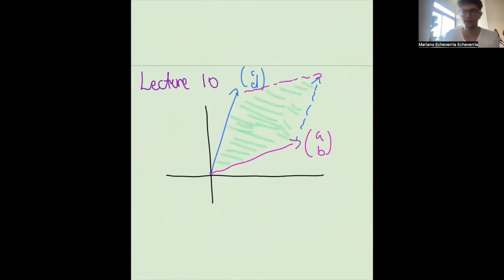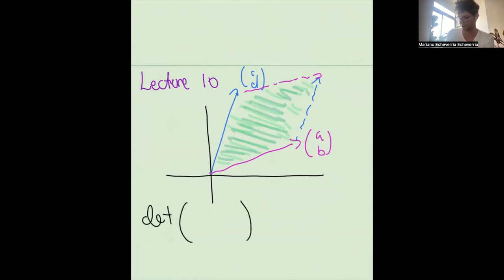Once you have two vectors, you can make a parallelogram, like I'm doing here. And the determinant of the matrix that you get by putting these vectors as the columns of the matrix is just, in absolute value, because if you remember, it can be positive or negative. So it's maybe better to think about it in its absolute value. In absolute value, it is a number that gives you the area of the parallelogram.